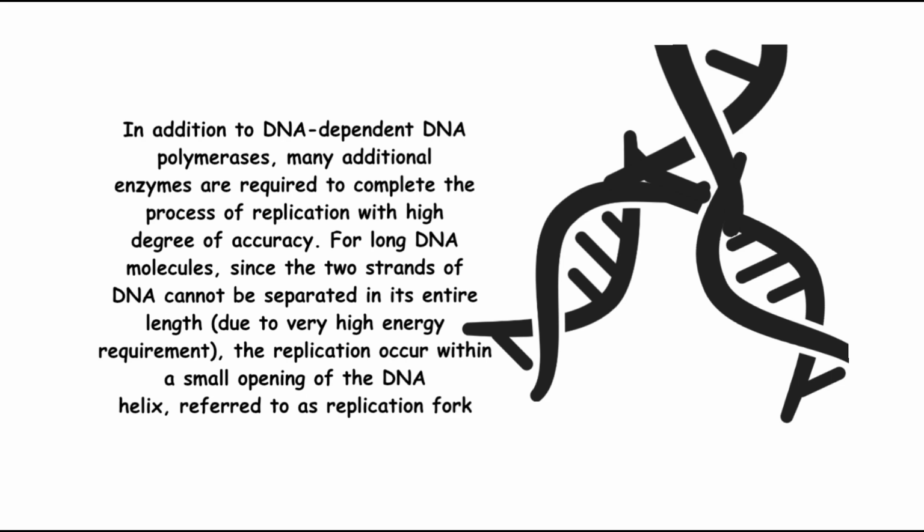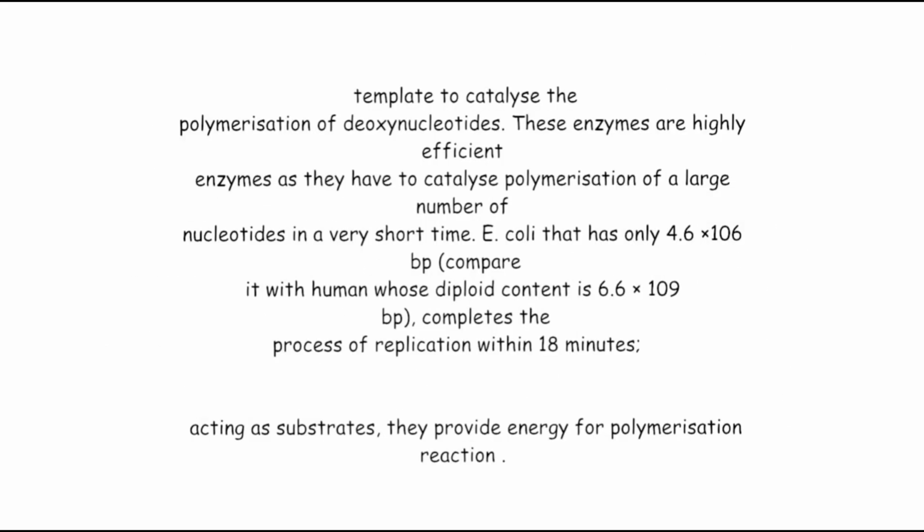Furthermore, energetically, replication is a very expensive process. Deoxyribonucleoside triphosphates serve a dual purpose. In addition to acting as substrates, they provide energy for the polymerization reaction. The two terminal phosphates in a deoxynucleoside triphosphate are high-energy phosphates, the same as in the case of ATP. So in addition to DNA-dependent DNA polymerase, many additional enzymes are required to complete the process of replication with a high degree of accuracy.